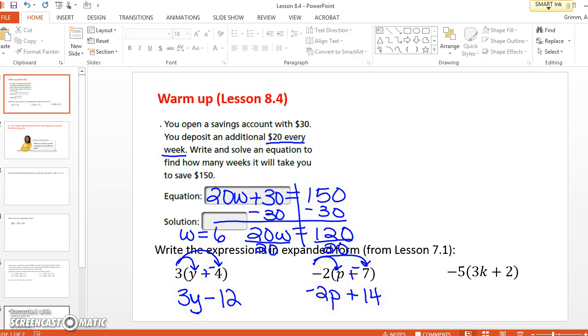I'm going to take -5 times 3. So that would be -15k. Plus -5 times 2 would be -10. And you could write it like that, or it's fine if you would say -15k minus 10. Those would be the same. Questions on any of that? Because I'm going to put all of that together today. Good? All right, let's go ahead and look at our learning goal for today.